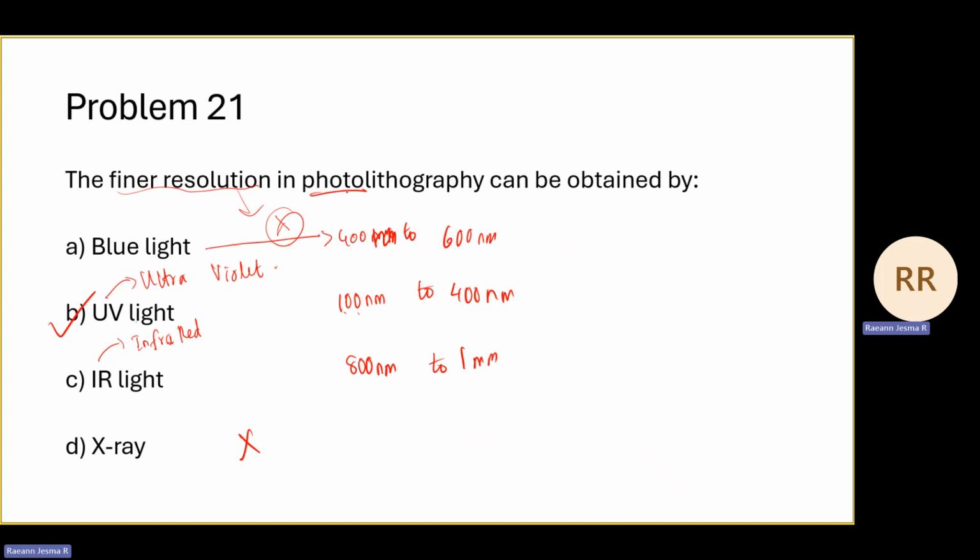And why does the resolution depend on the wavelength? Why do we get finer resolution with smaller wavelength? The reason is that as the wavelength becomes smaller, the amount of diffraction that the wave undergoes also decreases. If there is less diffraction during exposure, the light will not get diffracted much, so we can easily obtain smaller feature dimensions using this method.